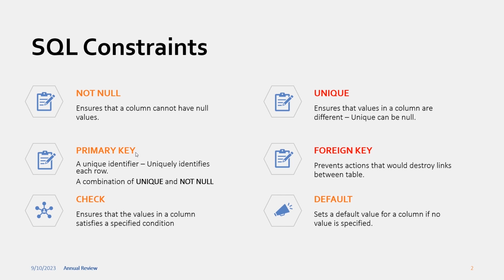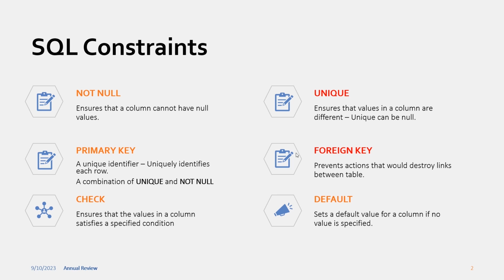Moving on to our next constraint, the primary key. A primary key is more of a combination of the two, a not null and a unique key. As the definition says, it's a unique identifier. It uniquely identifies each row. It's a combination of a unique and a not null. So a primary key, unlike a unique, cannot be null. A unique can have missing values or missing data, but a primary key ensures that the data is there and it's provided.